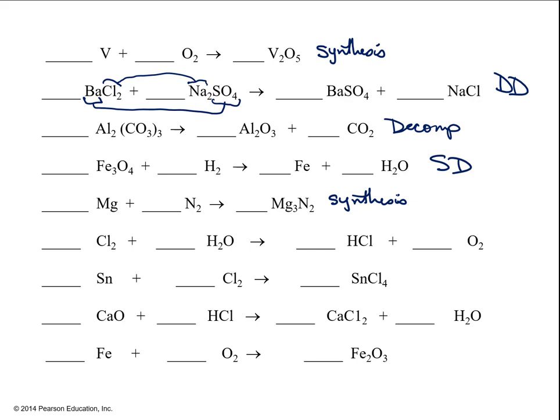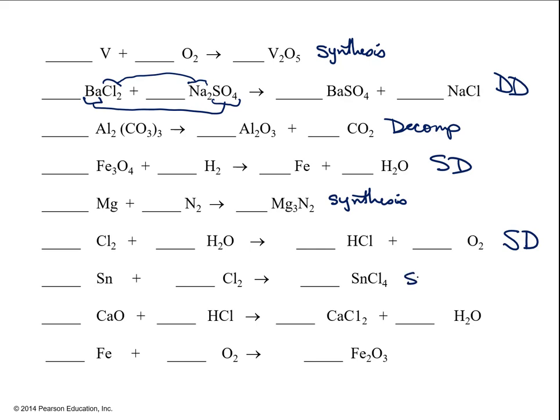Cl2 and H2O making HCl and O2. It's two and two, so you know it's a displacement, right? Then you just have to look: are they two compounds or an element and a compound? Element and a compound, so that means I know it's single.